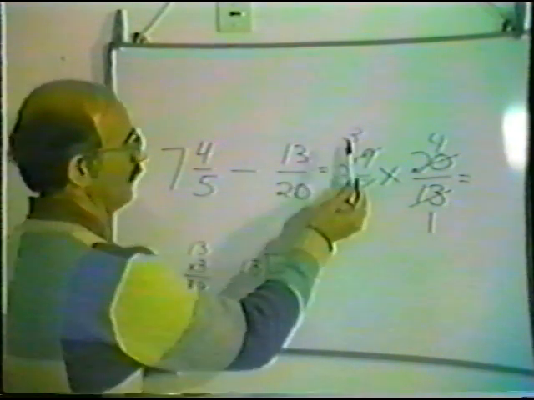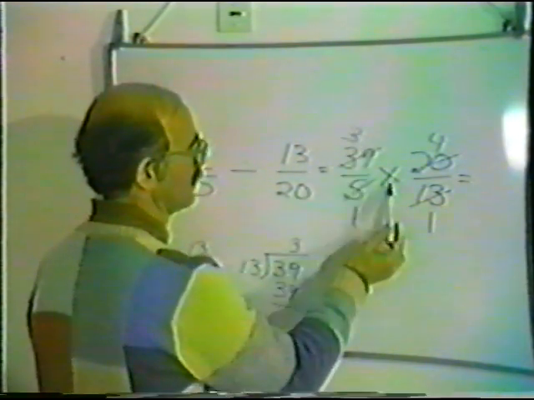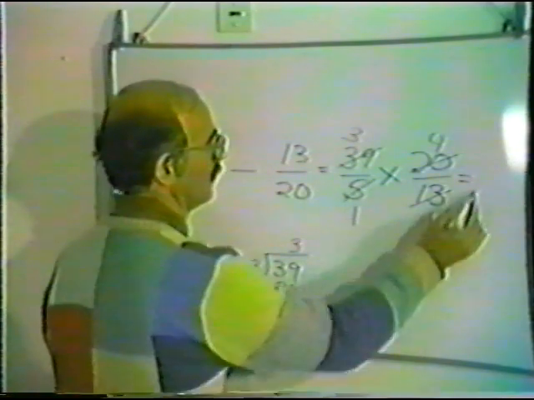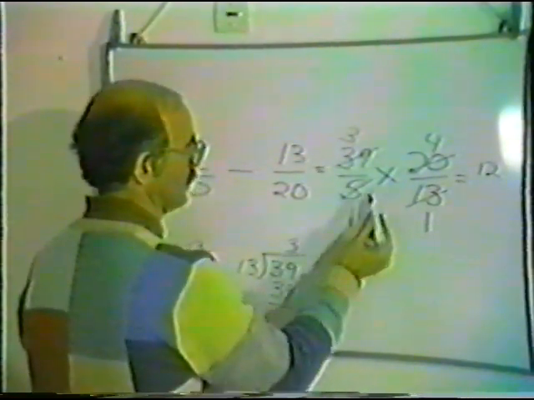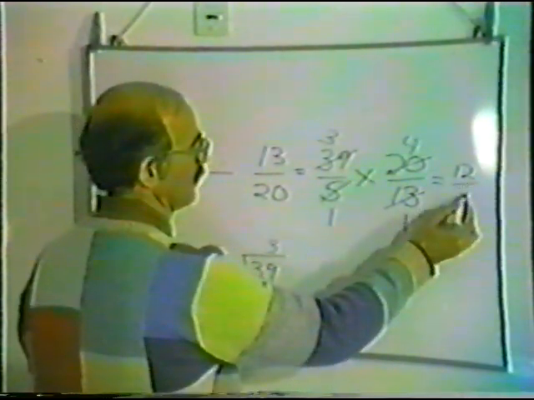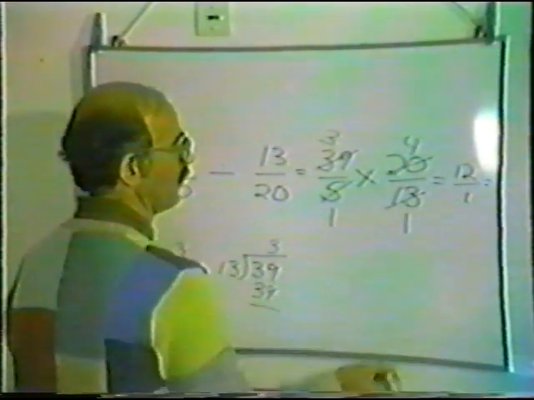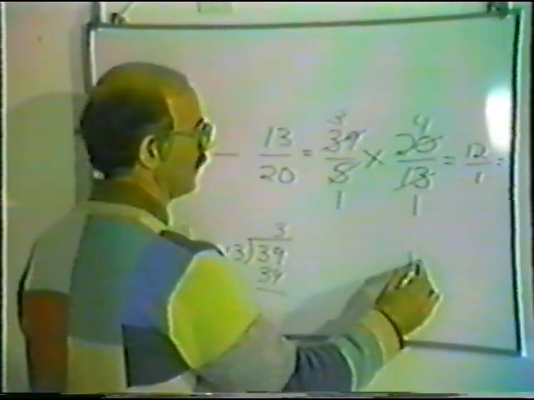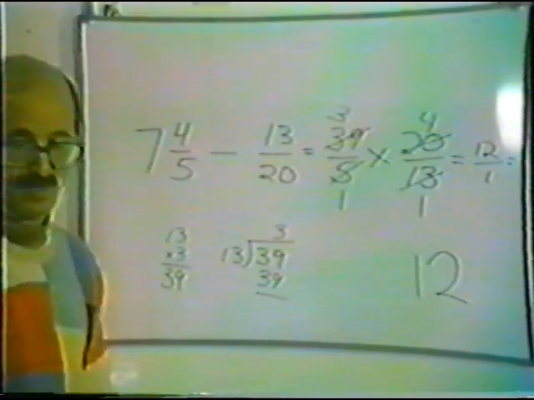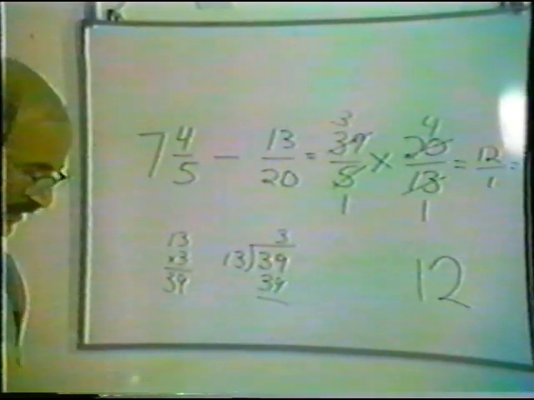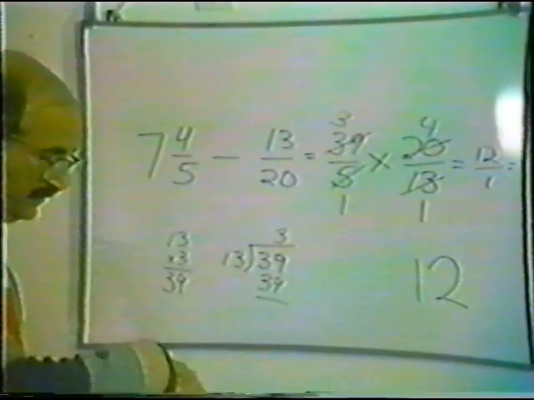3. Multiply across. 3 times 4 is? 12. 1 times 1 is? 1. And 12 over 1 is the same thing as 12. The answer is 12.